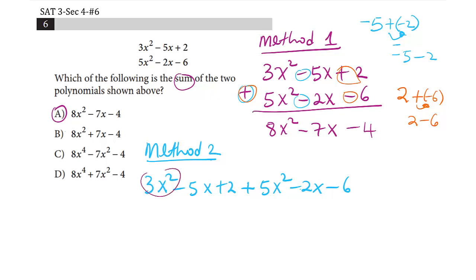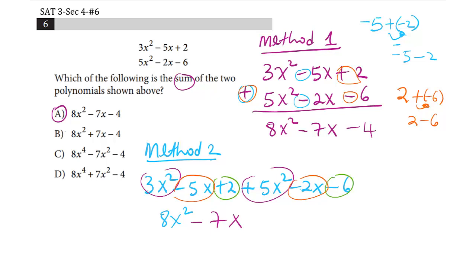So 3x squared plus 5x squared makes it 8x squared. Then we've got negative 5x minus 2x, and that becomes negative 7x. And of course, last but not least, we've got positive 2 minus 6, which becomes a negative 4. And that, ladies and gentlemen, is the same answer as what we found originally. Same exact answer. So pick whichever one you like better.